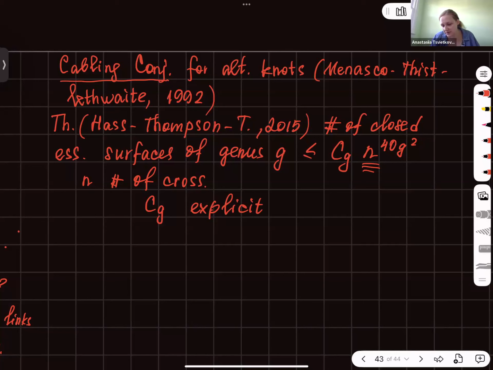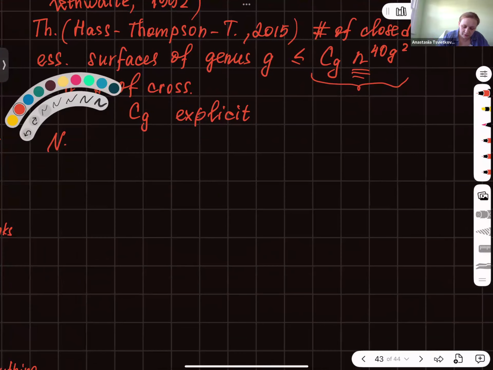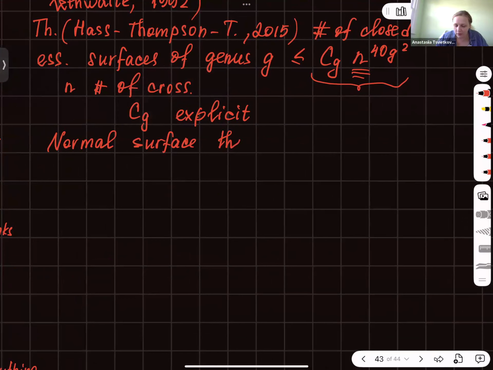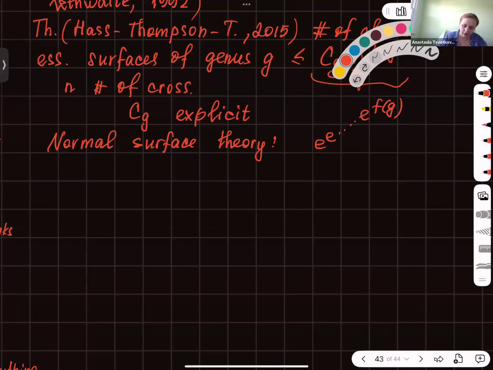So this happens to be universal also in the sense that it's the same formula for all alternating links, right? It doesn't change link by link. And that's what was new here, because before we had bounds by other people. For example, you could take normal surface theory, and normal surface theory gives you an exponential bound. So with normal surface theory, you triangulate the link complement, and you get e to the e to the e to the e, and then some function of G. So it was a tower of exponentials. There were also better bounds by Kahn-Markovic.